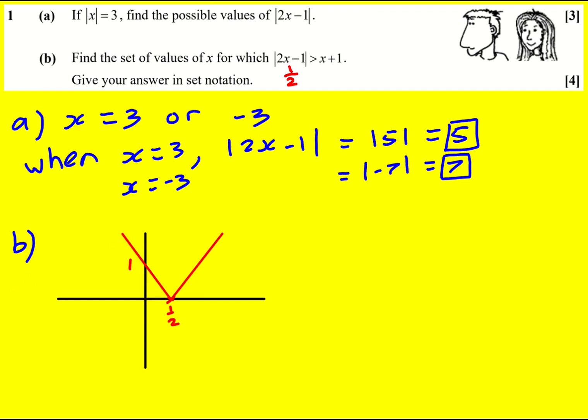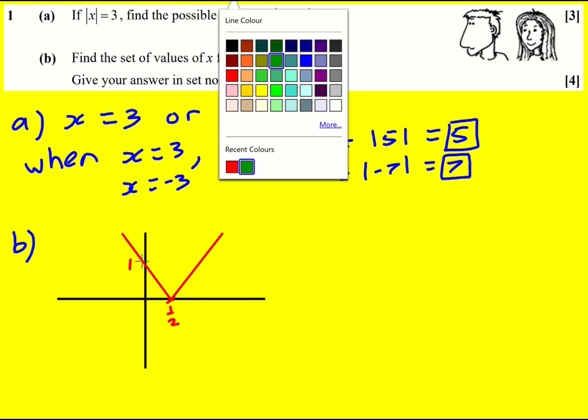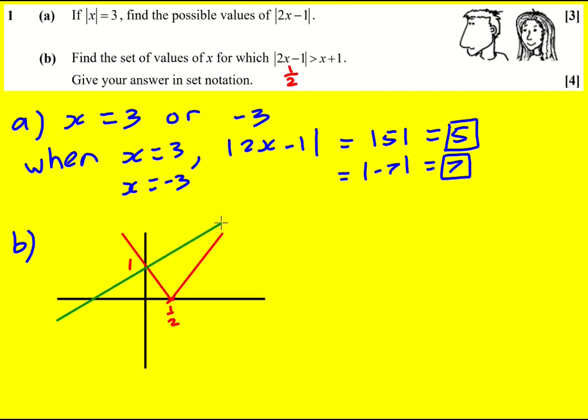Right, next up then I've got to draw y equals x plus 1. That's going to go through 1 here. It's going to have a shallower gradient. So it's going to look maybe a little bit like this. Not perfectly to scale. So I can see now I might need to extend this. Maybe make it look like that. There we go. And I can see the intersection points.